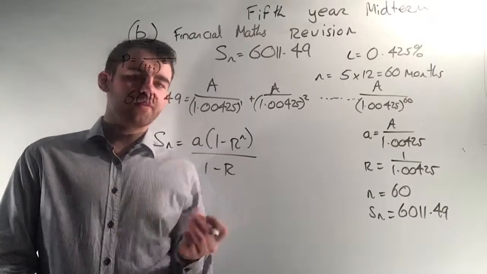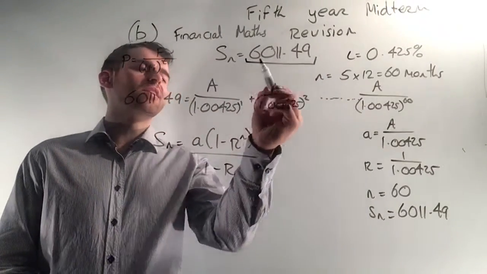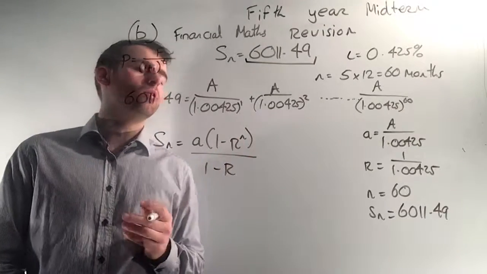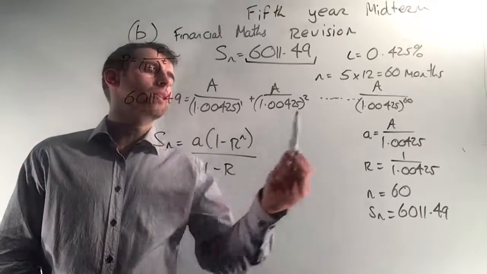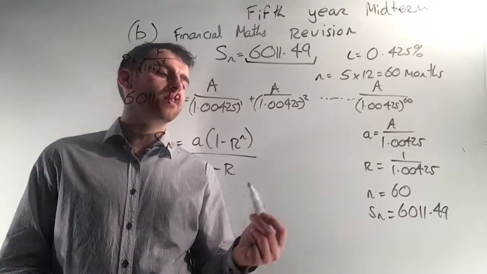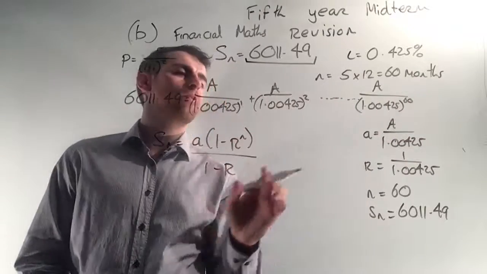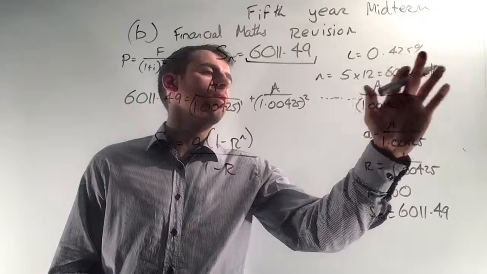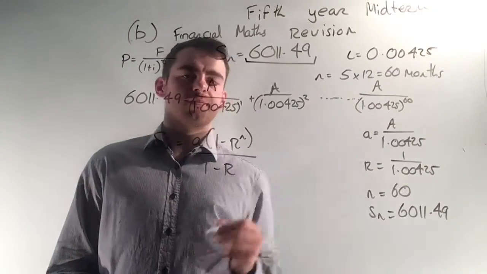Okay, so in the previous slide we worked out that Dan and Kate must have borrowed 6,011 and 49 cents. That's how much money they've borrowed, and they plan on paying it back over the course of 5 years. The monthly interest rate we're given as a percentage. So in order to use it in my formula, I need to divide it by 100. So rather than 0.425%, you're going to write it as 0.00425.